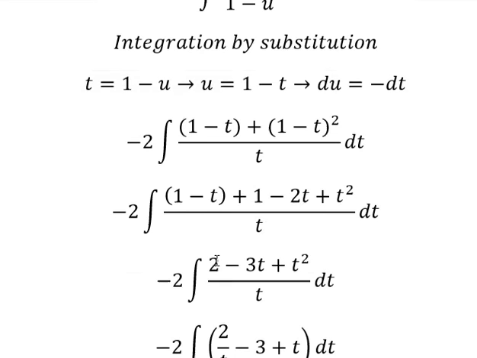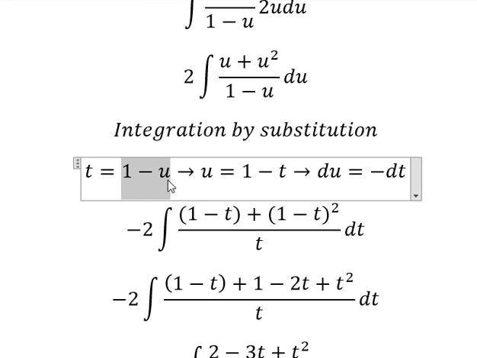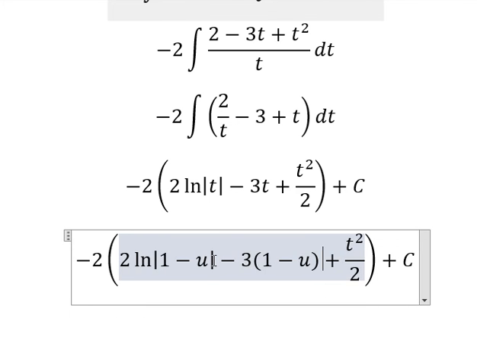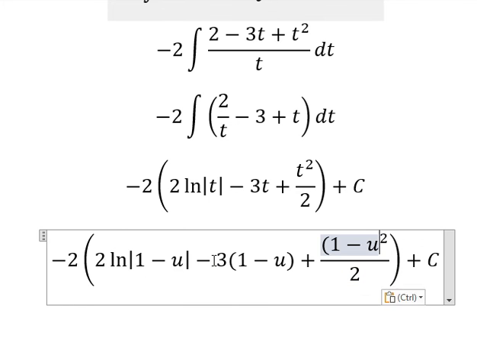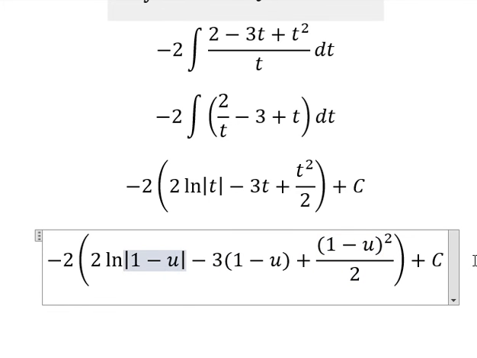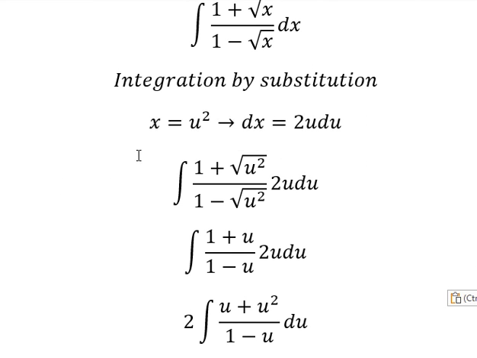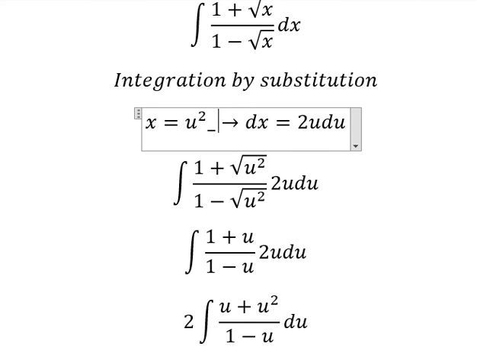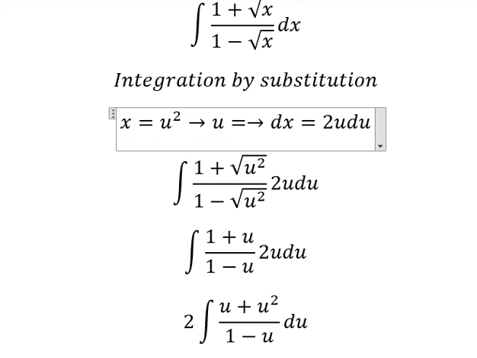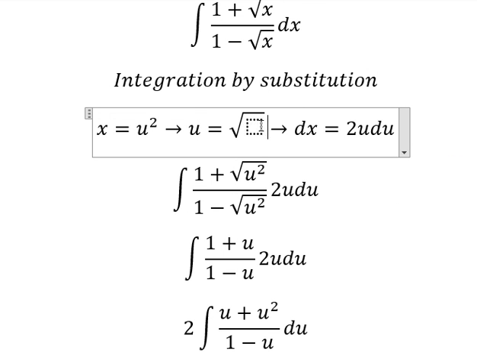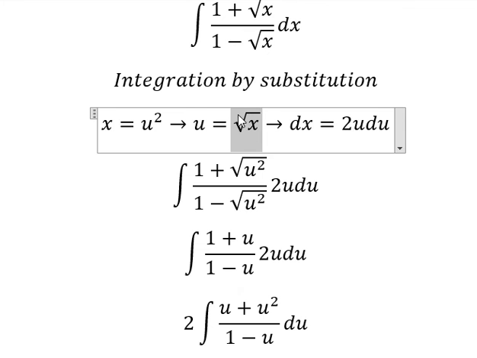About t, that is 1 minus u. About u, that is this one. So we put the square root on both sides, and we have u equals the square root of s. So I will put this one to change for you.